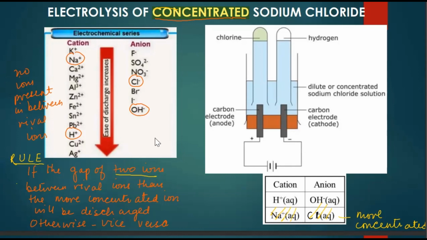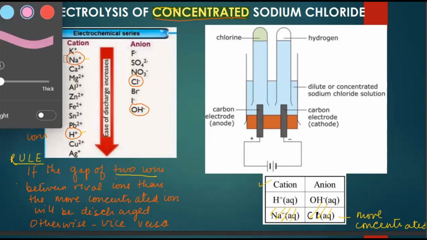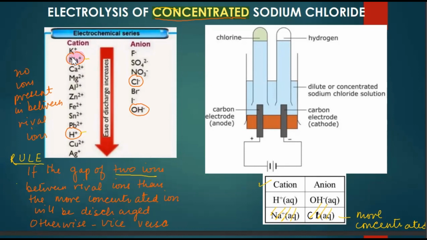What we have to do is look at the position and also check the gap between them. How many ions are coming between them? Now, let's take the case of cation first. When we talk about the cation, even though the sodium ions are more concentrated, there is a gap of how many ions in between? We have 1, 2, 3, 4, 5, 6, and 7. We have a gap of 7 ions in between them.